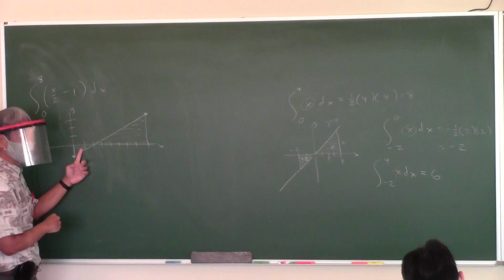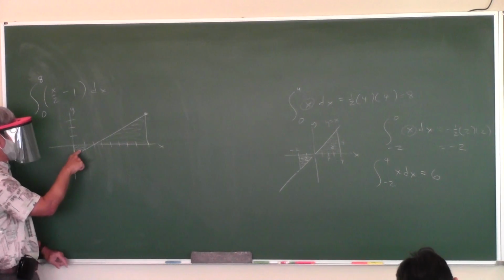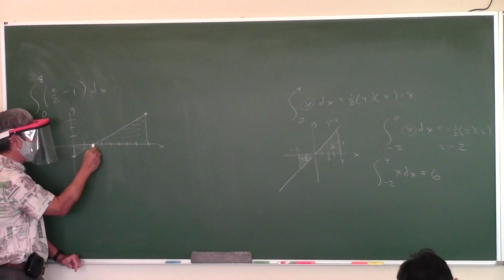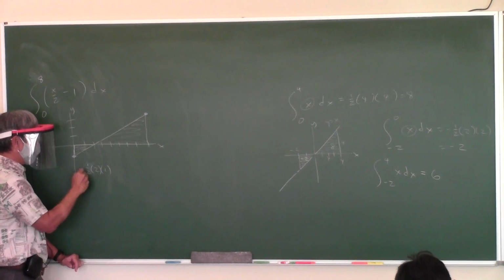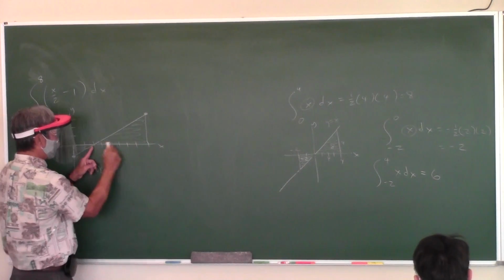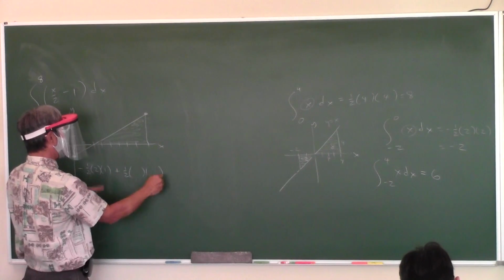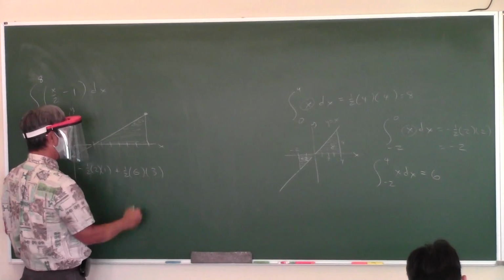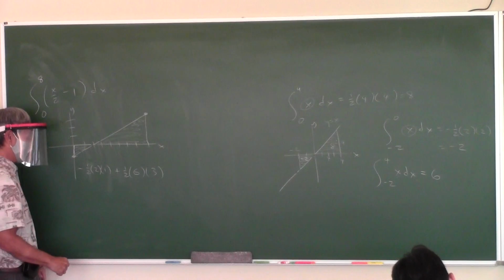But again, when it's below the x-axis, it counts negative. So what's the area of this triangle? 1/2 base times height. 1/2 times 2 times 1. Here, I'll even write it out. 1/2 times 2 times 1, but it counts negative because it's below the x-axis. What is the area of this triangle? 1/2 base times height. What is the base? 6. And what's the height? 3. Right? Because the slope is 1/2, rise over run has got to be a 1 to 2 ratio.